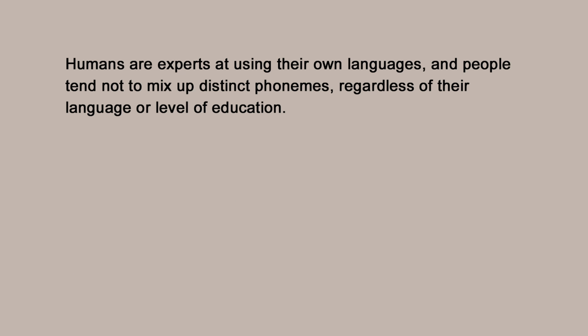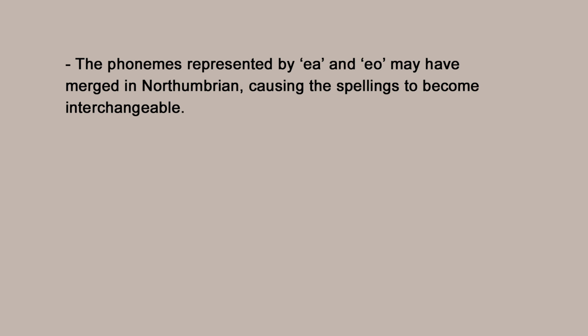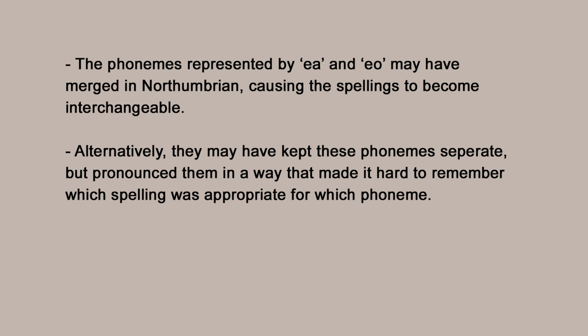It's easy to put this down to early medieval people being less educated than modern people and probably getting the speech mixed up a bit. But humans are experts at using their own native languages, regardless of whether we're literate, illiterate, or whatever. It's possible that Northumbrian speakers were mixing up these spellings because the phonemes had actually merged for them into a single phoneme, or two phonemes if you count the short version. Or it's possible that they kept them separate but pronounced them in a way that made it difficult to remember which spelling represented which sound.